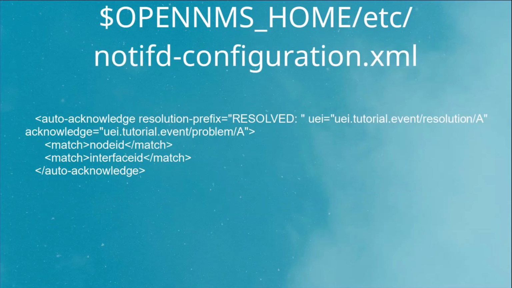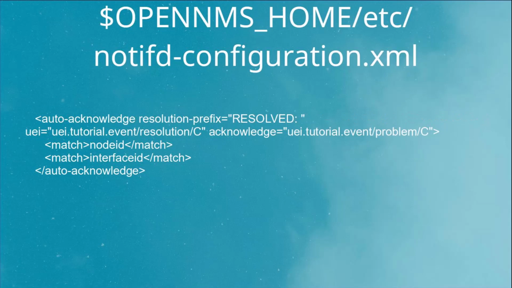These are the additions that need to be made to notifd-configuration.xml to configure the auto-acknowledge notifications for tutorial A, B, and C notifications. The resolution prefix is attached to the email subject line and message. The standard value is resolved. The UEI is the received event that resolves the acknowledge event. To match, the UEI and acknowledged UEI must have matching node IDs and interface IDs. This will be made clear in the demonstrations that follow.